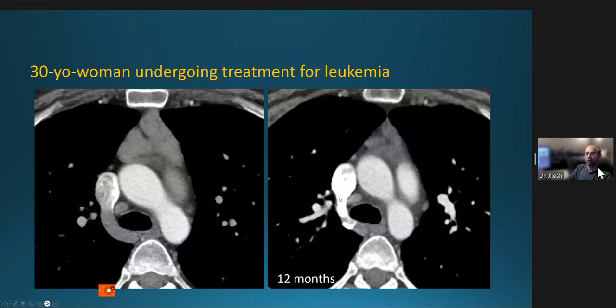We asked the patient to come back in 12 months, and we can see already this patient is undergoing fatty involution again. So this is a rebound thymic hyperplasia based on the patient's physical stress, which was leukemia. So in certain stressful conditions, thymic hyperplasia can reoccur.